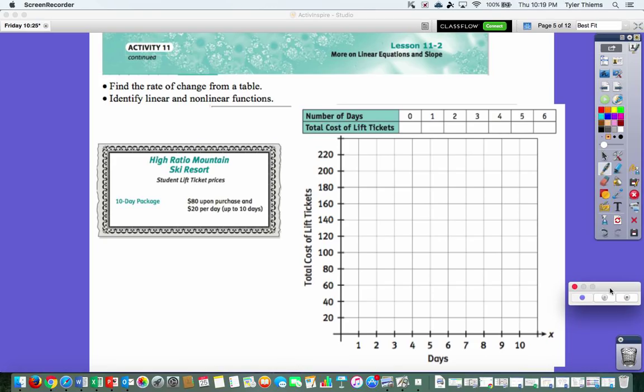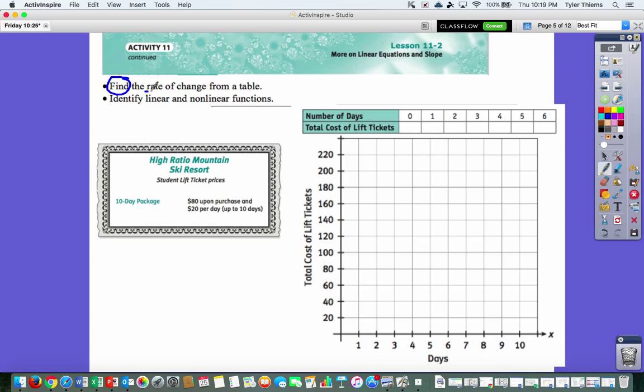Today's lesson is lesson 11-2. Make sure anything I write down on the screen, you write down on your paper. Let's mark up these learning targets here today. Today we're going to be finding the rate of change from a table, and we're also going to be identifying linear and nonlinear functions.